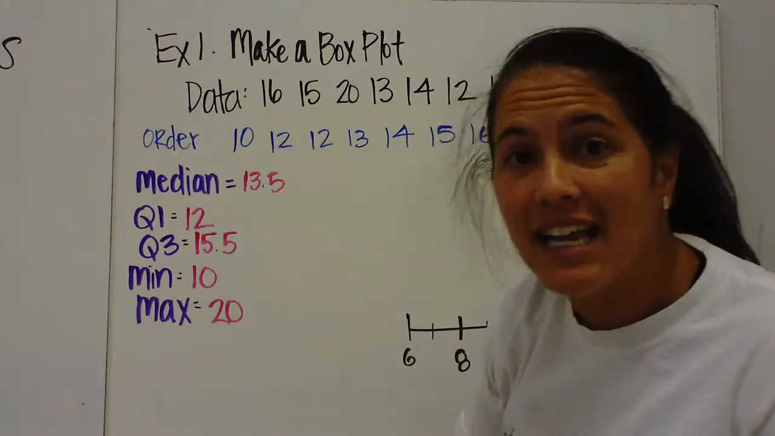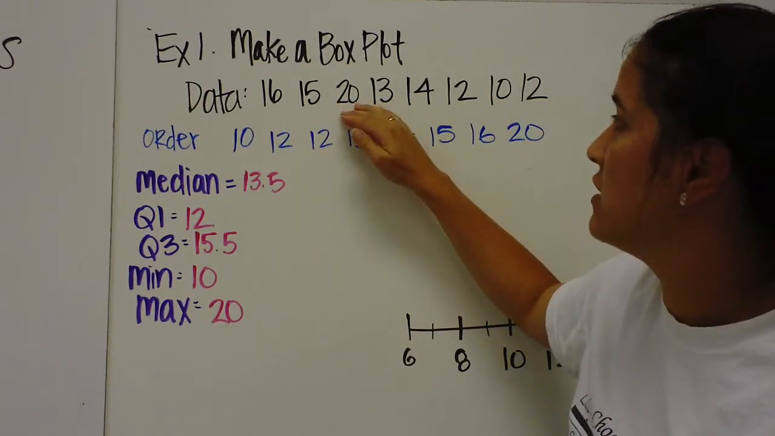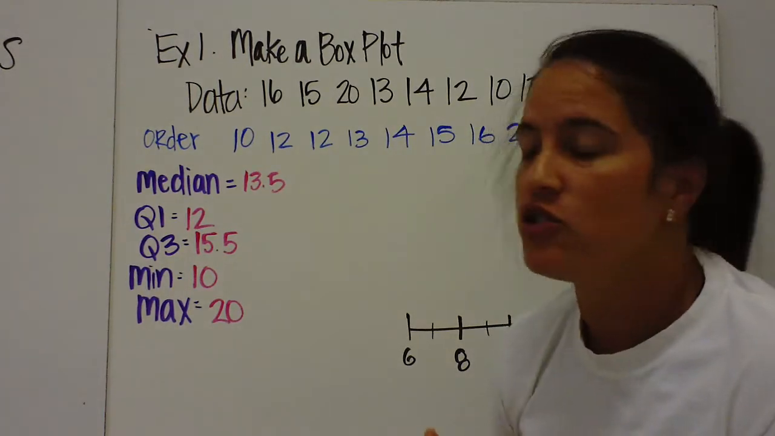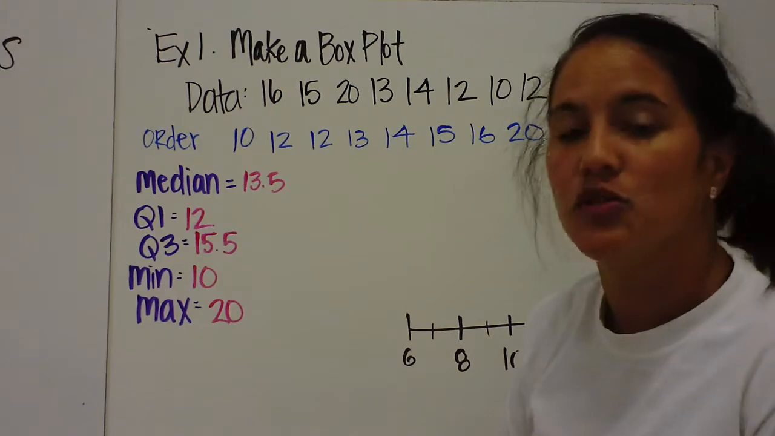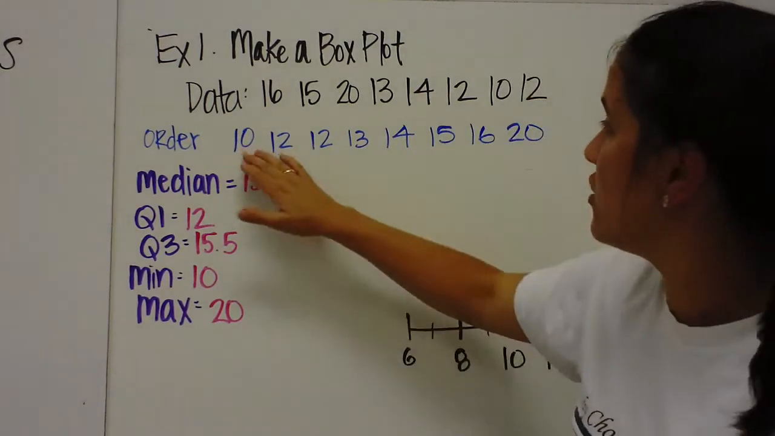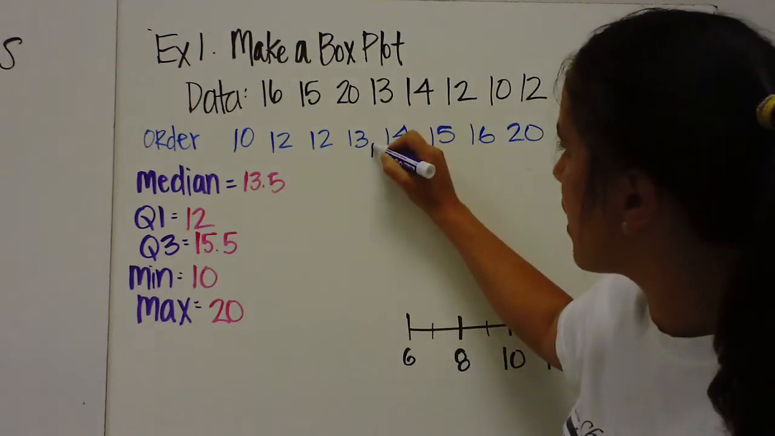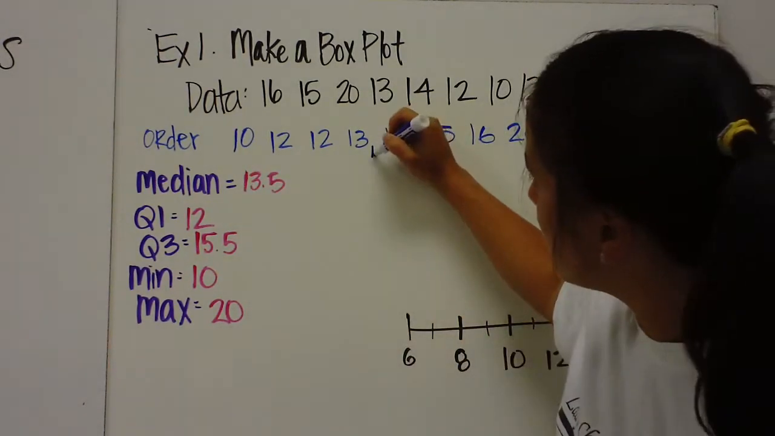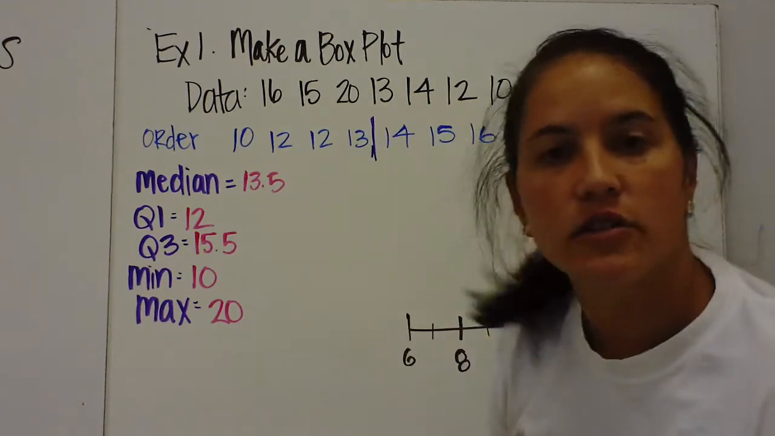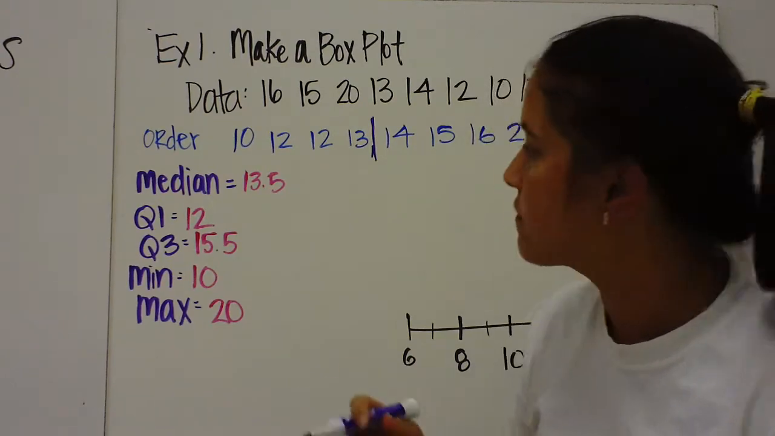All right, so let's make a box and whisker plot. In order to make a box and whisker plot, you have to have data. The first thing you do with the data is order it from least to greatest. And then you need to find your median. To find the median, you cross off the top and the bottom, and in this case, our median is right here. So it's 13.5 because it's right in the middle of 13 and 14. If you add those together and divide by 2, then you find the median.